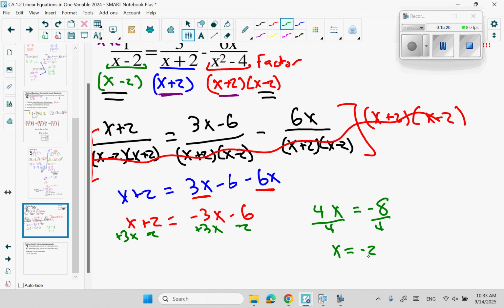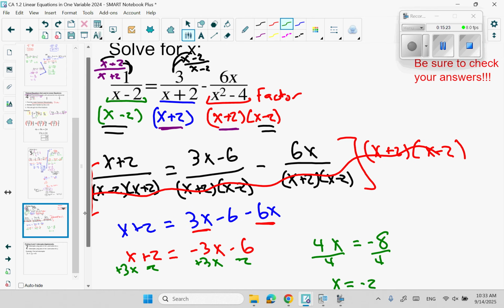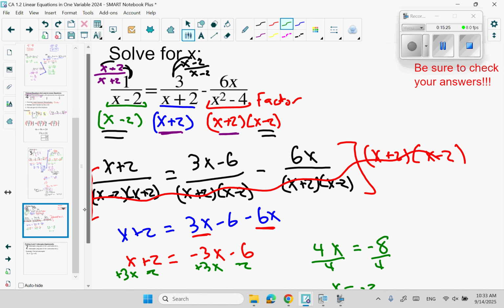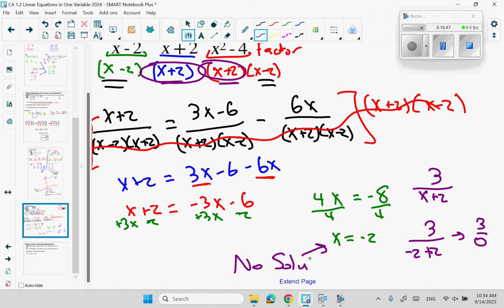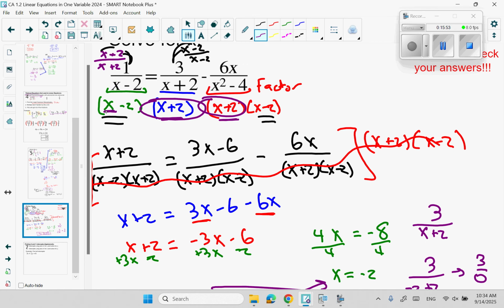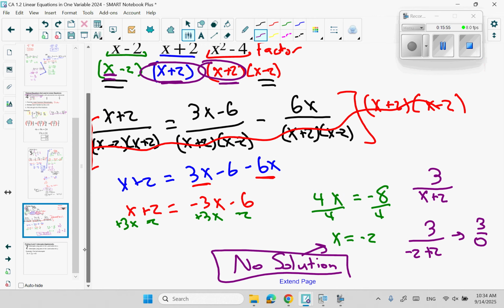So let's look back at our original equation. Would plugging in x equals -2 cause any issues? And that answer is yes. If I plug it in here or here, for example, in the blue or red equations, so for example, 3 over x plus 2, 3 over -2 plus 2 leads to 3 over 0. So this is no solution. Also important to note that plugging in +2 would have also led to no solution. So we had to be careful for two different restrictions there.